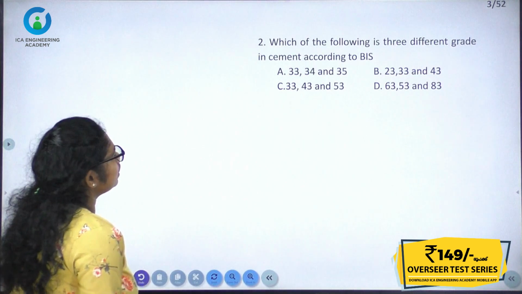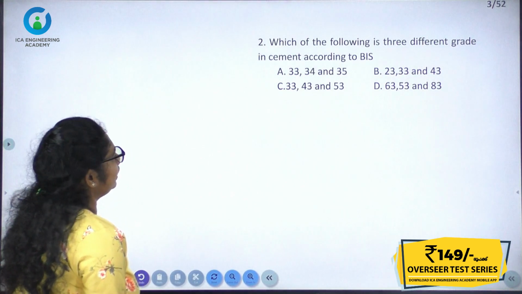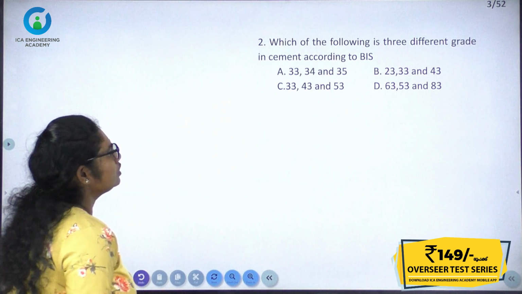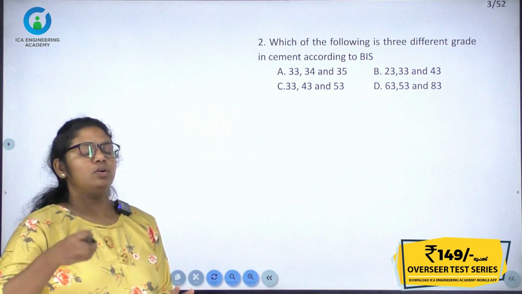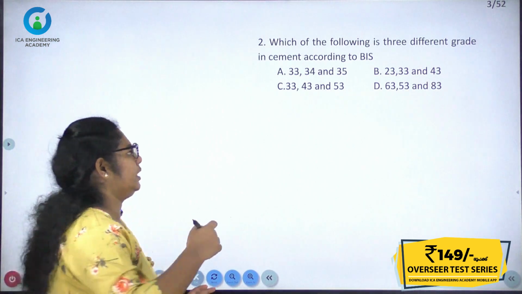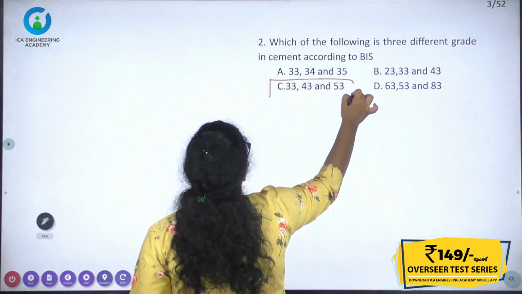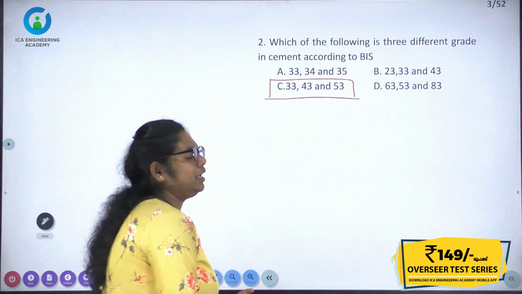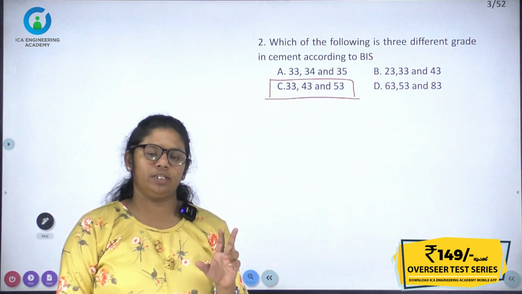Next one. Which of the following are the three different grades of cement according to the BS? This is a standard question. The grades are called 33, 43 and 53. According to the strength of the cement, we can fix the grade: 33, 43 and 53.